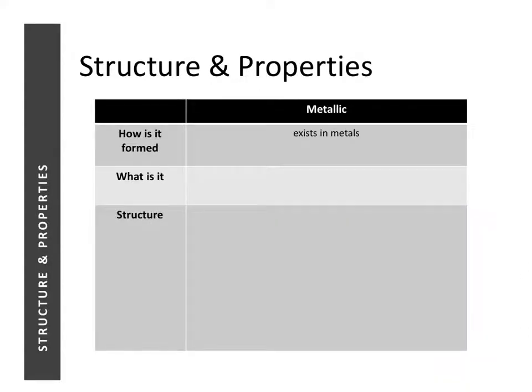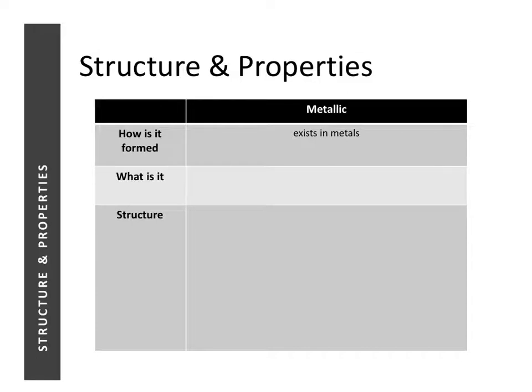So now we'll look at metallic bonding, the same three categories: how is it formed, what it is, and the structure of metallic substances. Now, how is metallic bond formed? It is not formed, it simply exists in all metals. Okay, what it is, I'll come back to it after I describe the structure of a metal.